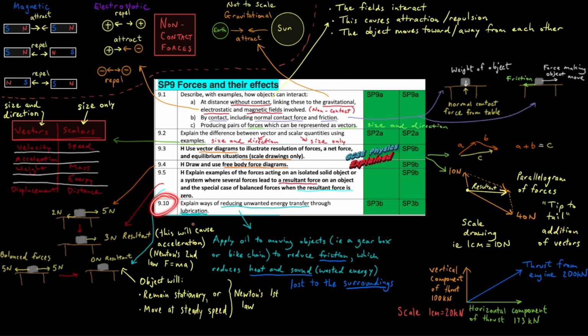And finally 9.10, back to foundation and higher. Explain ways of reducing unwanted energy transfer through lubrication. In other words, applying oil. So if you apply oil to moving objects like a gearbox or a bike chain, it will reduce friction, which reduces heat and sound that gets wasted to the surroundings. If it's worth 3 marks, that's what you see: the oil reduces friction, which causes heat and sound to be lost to the surroundings.